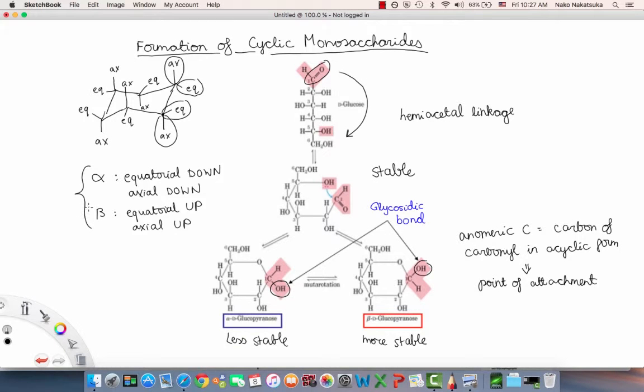One more thing is that if the anomeric group is an OH, then the stereochemistry shifts back and forth from alpha to beta via mutarotation. But if the anomeric group has an OR group, not an OH, then the stereochemistry is fixed as alpha or beta with no rotation. So that's just something to keep in the back of your mind.